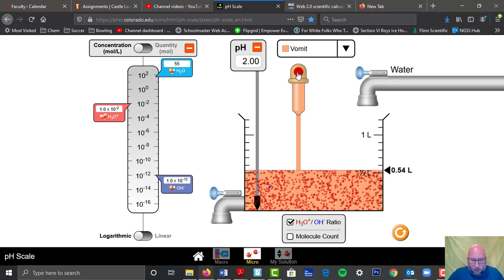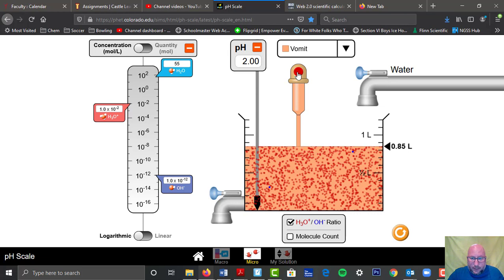In fact, if I were to add more, so I'm just filling this with vomit, you can see there's not too many blue dots. There's another blue dot. So they're there, but they're in small amounts. Now, if I take a look at these two numbers right here, the hydronium and the hydroxide, notice that the pH of 2 is also the negative of what this exponent is raised to.